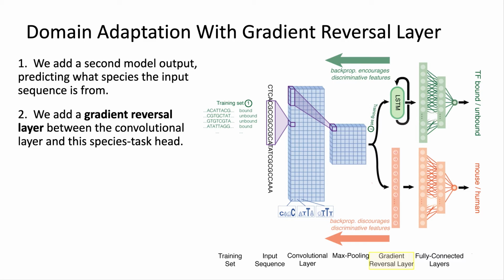And the only reason is because when the loss backpropagates through that second task head, it's just going to be multiplied by -1, and that means that the weights in the convolutional filter will be updated in the opposite direction that would be helpful for species discrimination. So I said we were going to have to adjust our training sets here.